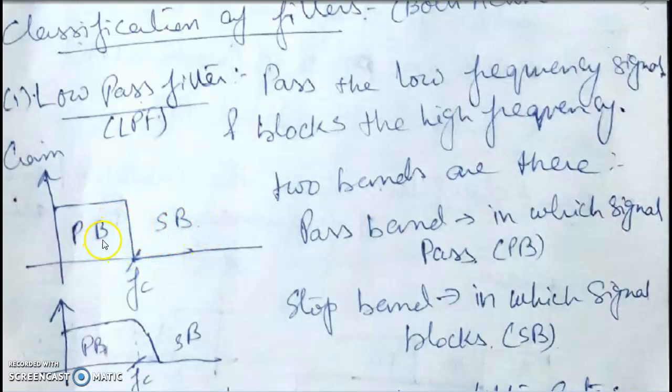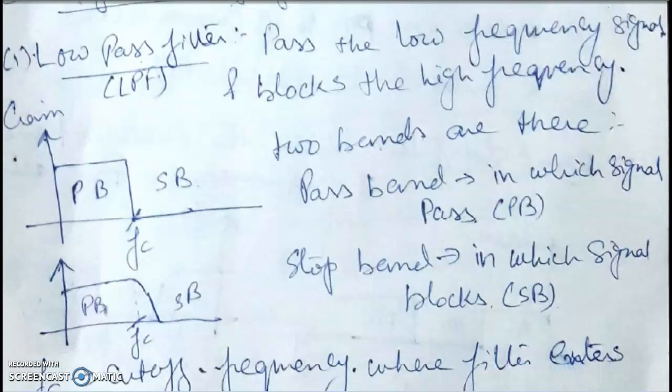Each and every filter has two bands. One is the pass band, in which it passes the signal, and the second is the stop band, in which it blocks the signal. The frequency at which the filter moves from pass band to stop band is called the cutoff frequency. In the case of an ideal filter, this transition is very sharp. But in the case of a practical filter, the transition is like this. This is because the filter circuit has inductors and capacitors, which are dynamic elements, so a fast transition is not possible.